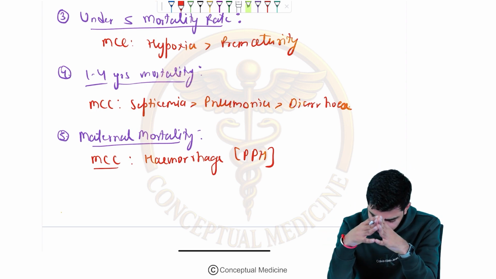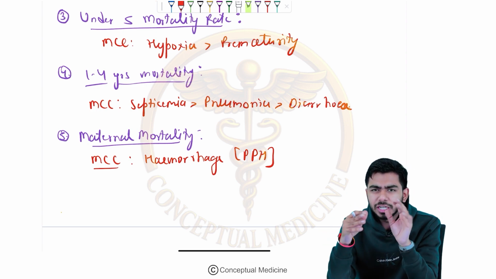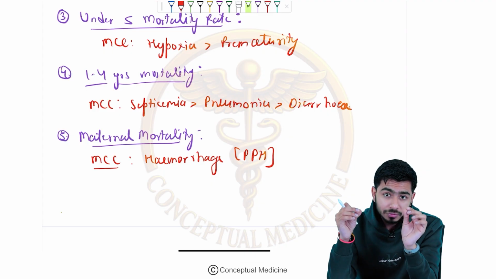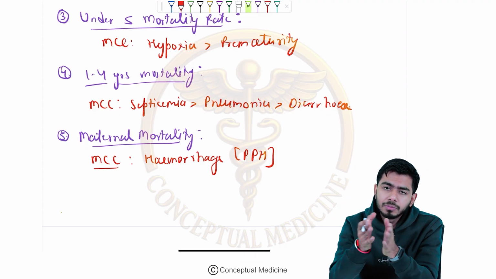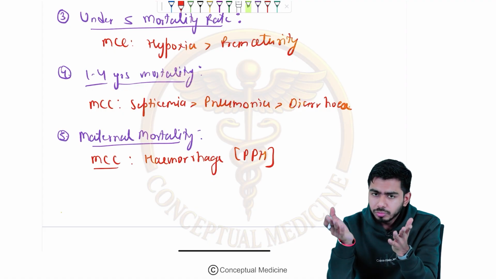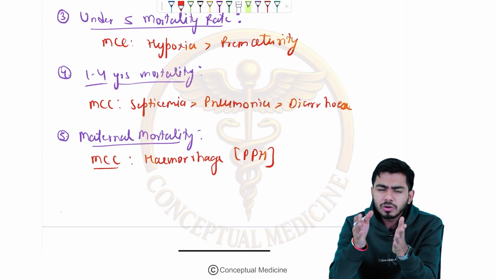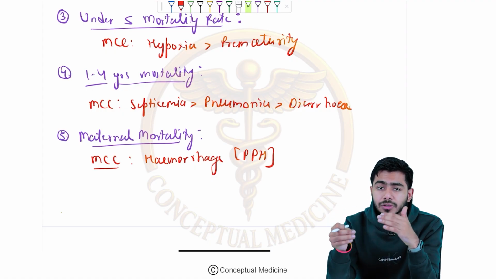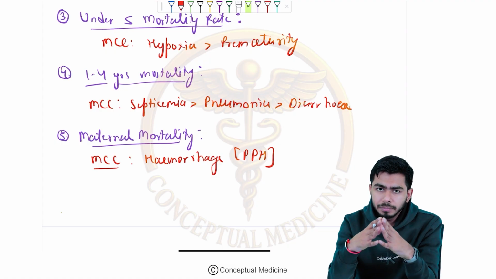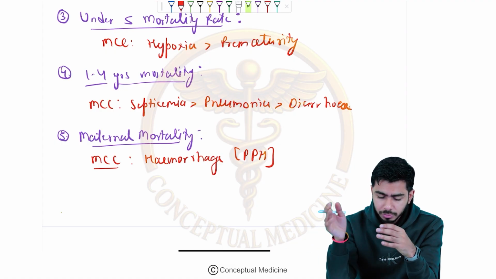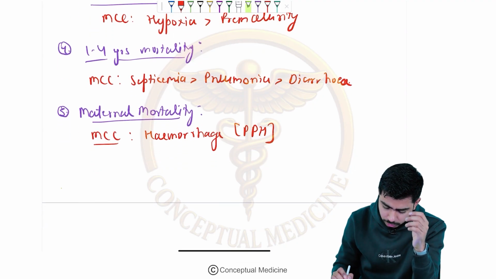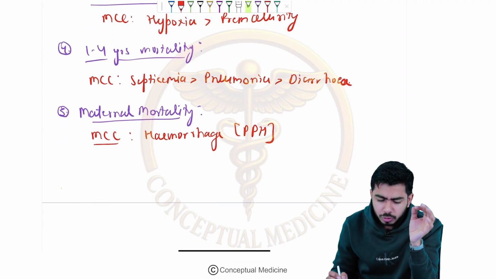I'm just saying that for maternal mortality, hemorrhage is the most common cause of death of the females. So many of the females just die because of the huge amount of blood loss. We call this the blood loss which is happening after the birth of the baby, so that is called PPH, postpartum hemorrhage. After the birth of the baby, the mother is dying. So PPH is the most common cause.